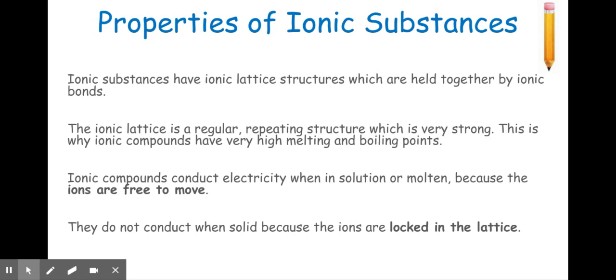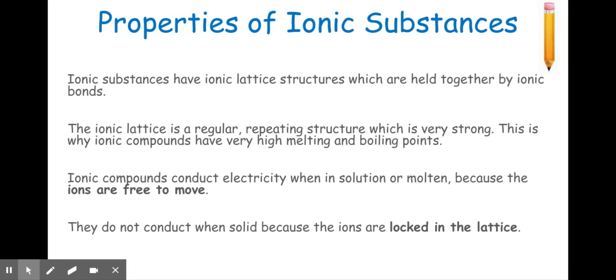Ionic substances have ionic lattice structures which are held together by ionic bonds. Your definition for ionic lattice is a regular repeating structure and it's very strong. That explains why ionic compounds have very high melting and boiling points.